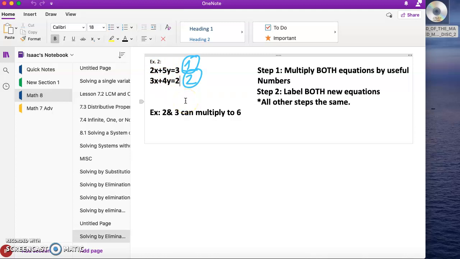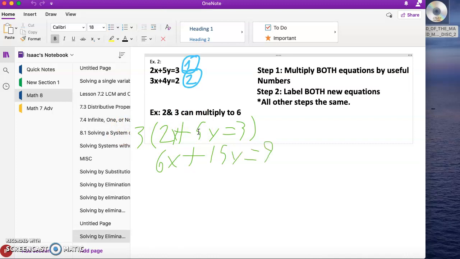So let's make our new equations here. I'm going to multiply my first equation times 3. So I'm going to say 3 times 2x plus 5y equals 3. Again, all times 3. So that's going to give me 3 times 2x is 6x plus 3 times 5y is 15y. And 3 times 3 is 9. So now I've got a new equation, and I'm going to title it 1b, because I made it from equation 1.